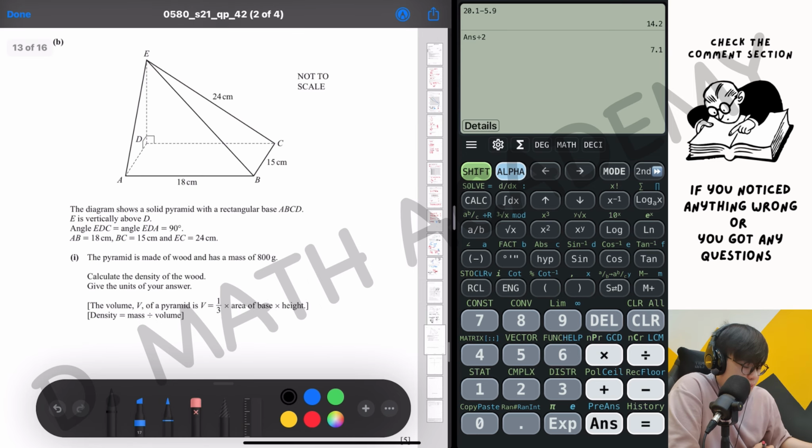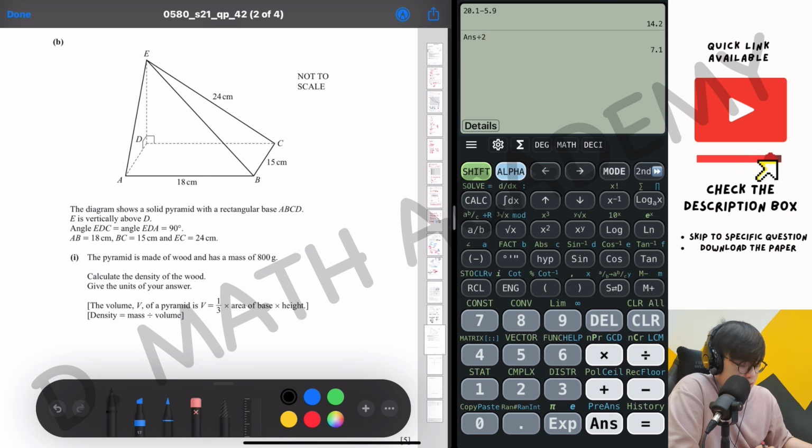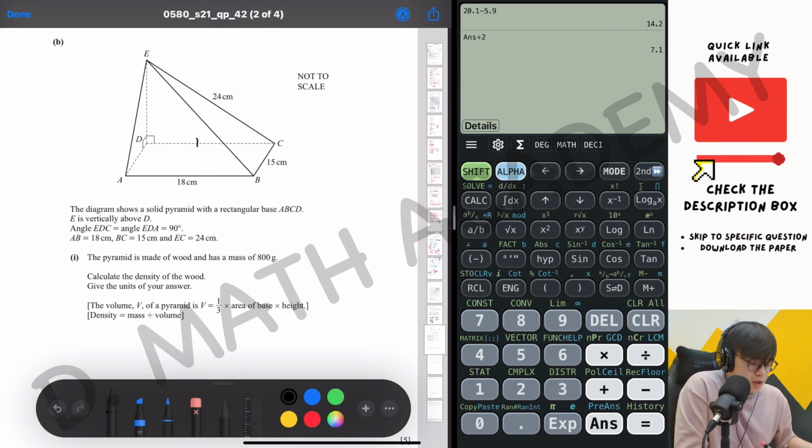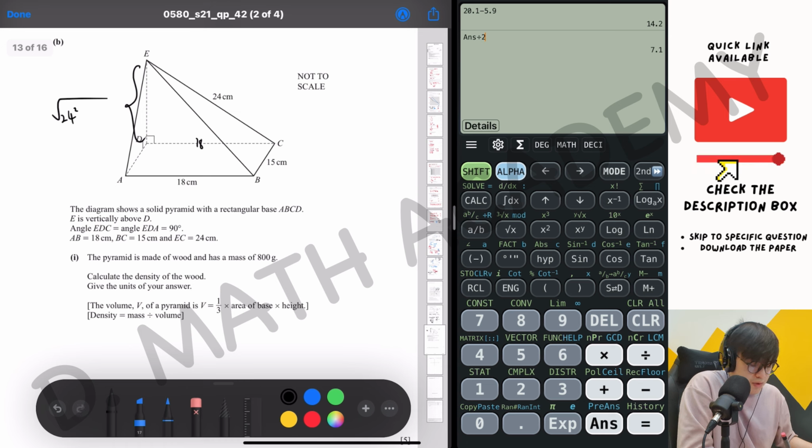Lastly, we have part B here that they are looking for. The pyramid is made of wood and has a mass of 800 grams. Calculate the density of the wood. So we already have the mass, and the only thing that we need is to calculate the volume here. Okay, the only thing that we are lacking is actually the height of this, and they gave us the necessary information. So to get to ED, all you need to do is take square root of 24 square minus 18 square. That will be your height.